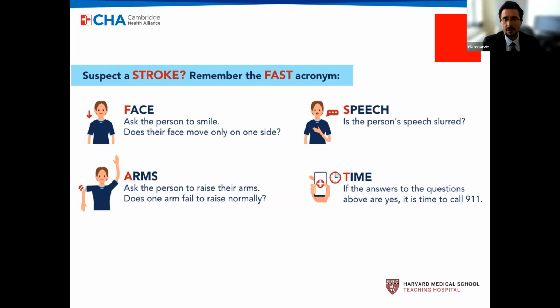Speech is a potential area that could be affected. Is the speech slurred? Is there a problem with comprehension or with enunciating words? And that could be a sign of stroke. And if any or any combination of these symptoms are present, time is of the essence, and you need to call 911 essentially emergently.